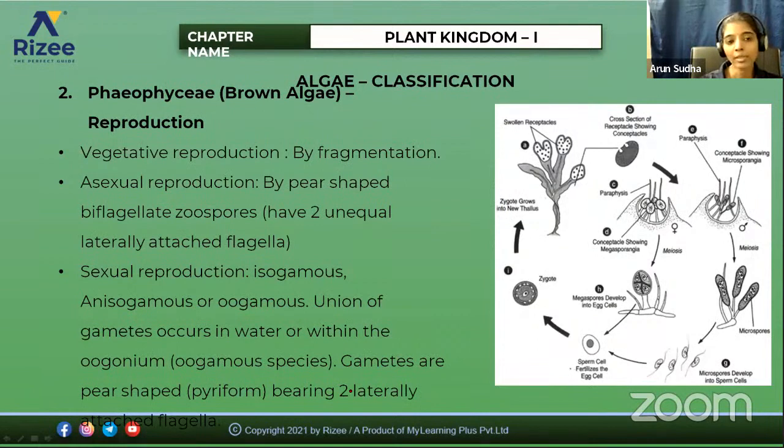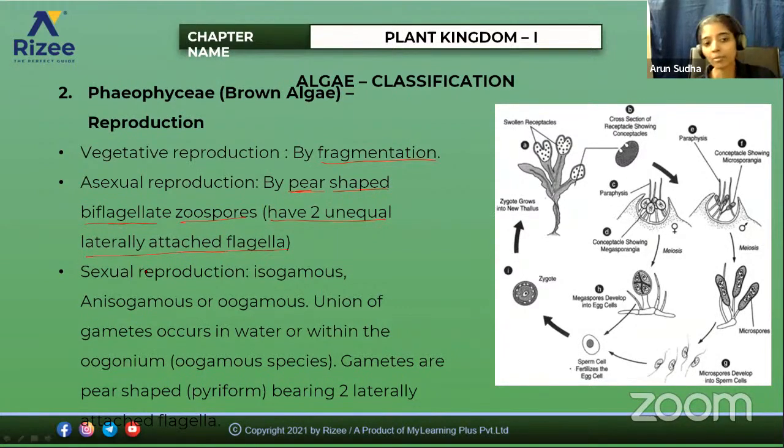Here, how is the reproduction happening? Vegetative reproduction by fragmentation, the same. And asexual reproduction, here the zoospores are in a different way. What type of zoospores are present? Pear-shaped. So here, pear-shaped biflagellate zoospores. We know that zoospores are flagellated. So the biflagellate zoospores have two unequal laterally attached flagella.